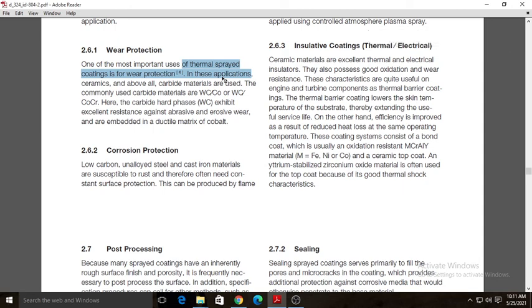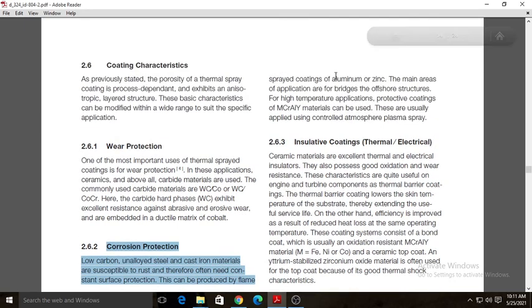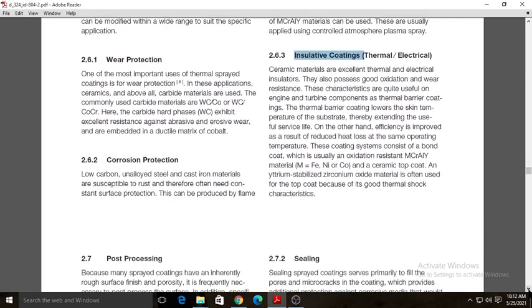Then again it provides corrosion protection, as low carbon alloys of steel and cast iron metal are subject to rust and therefore often need constant surface protection. So this can be provided by a flame sprayed coating of aluminum or zinc. The next is for insulative coating. So to produce thermal or electrical insulation, we can use the thermal spray coating process.